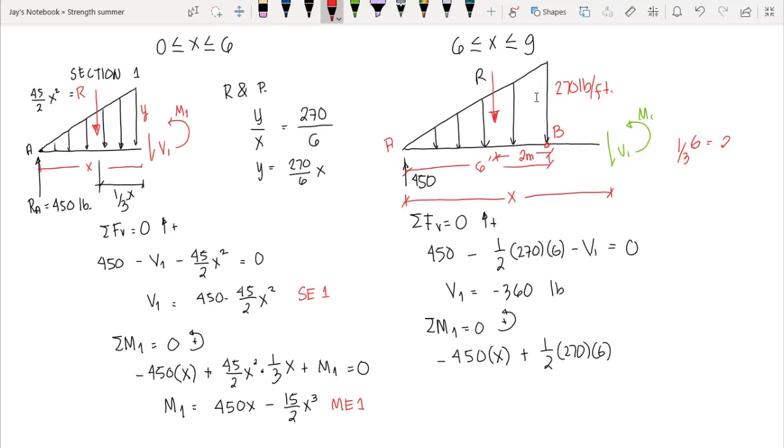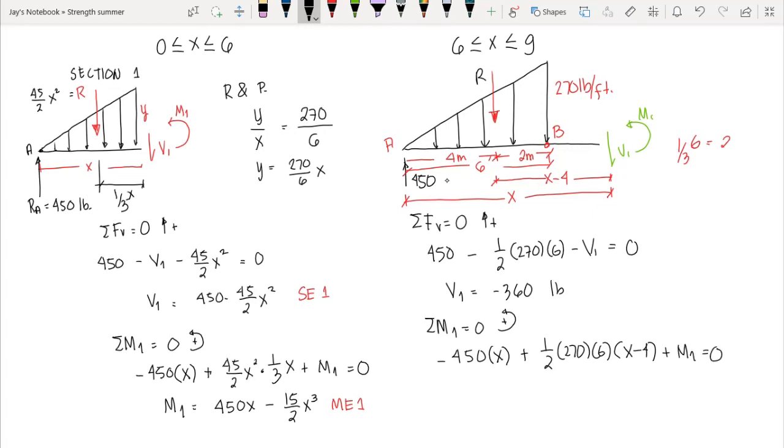Now, since we are referring our moment arm from this section, we should have this distance. Since we know this is x, and from the resultant to A we have 4 meters, since 4 plus 2 is 6, the location of our resultant from section 2 is x minus 4. So we have here the moment arm x minus 4, the resultant times the moment arm. And then we have the moment that is counterclockwise, so plus M is equal to 0.